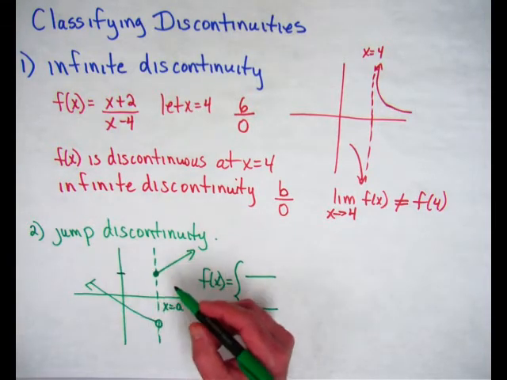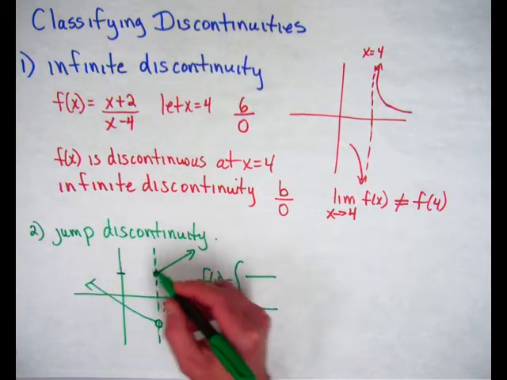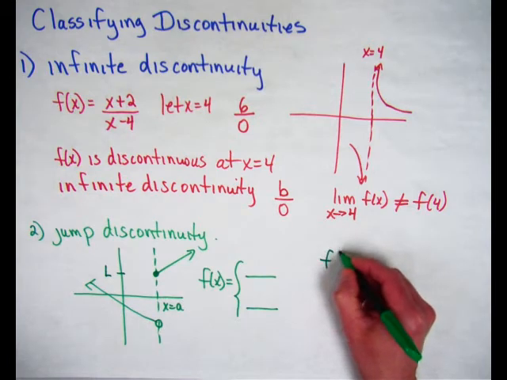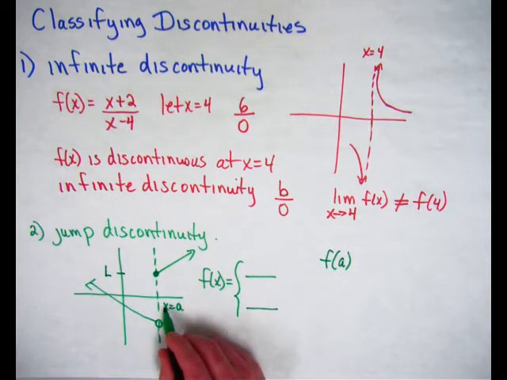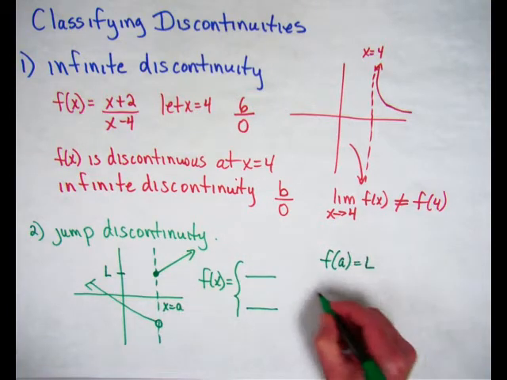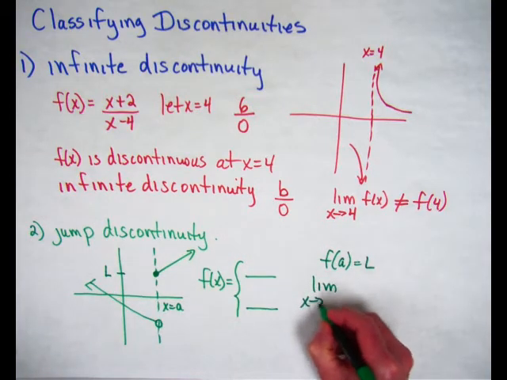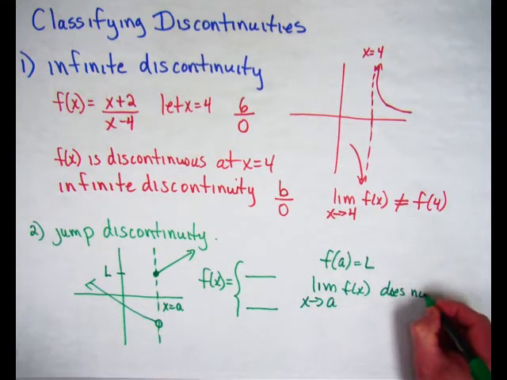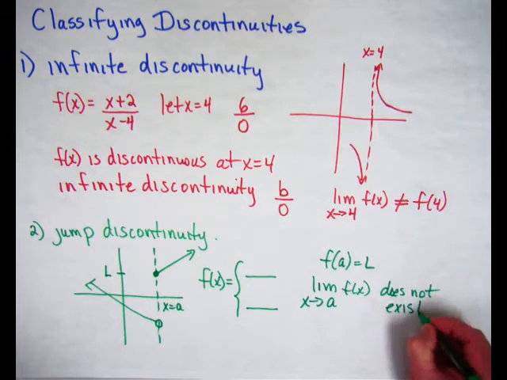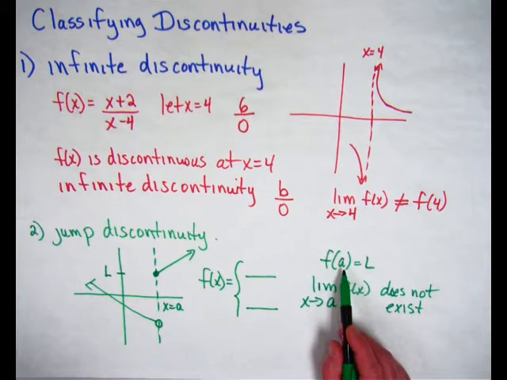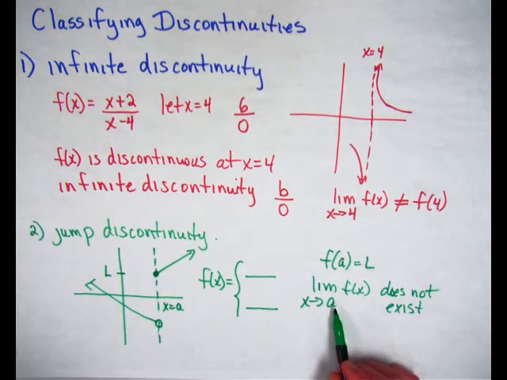This point right here, let's say this point was L. Our function f at the point x equals a does exist. It would actually be L. But the limit as we approach a of this function does not exist. The two one-sided limits are not the same. And that's the definition of continuity. If you don't get the same answer when you plug the number in as when you approach that number, then the function is said to be discontinuous.